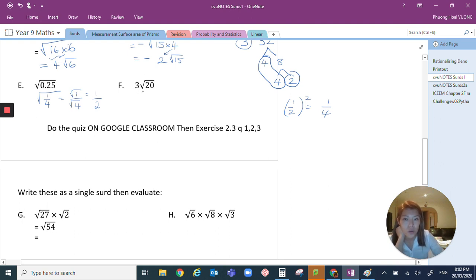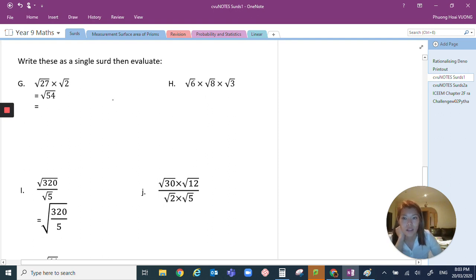3 root 2, 20. So let's have a look. 20 is 4 times 5. Again, 4 is one of our square numbers. So now we can take the 4 out. The 4 now becomes a 2. Keep the 5 in the square root because we can't do anything to it. So now we have 6 square root of 5.